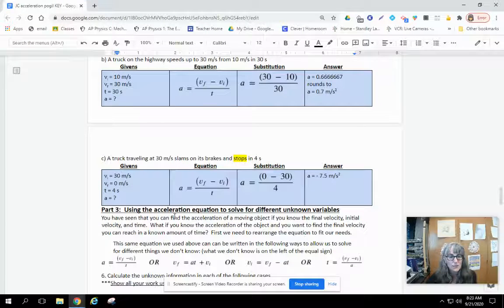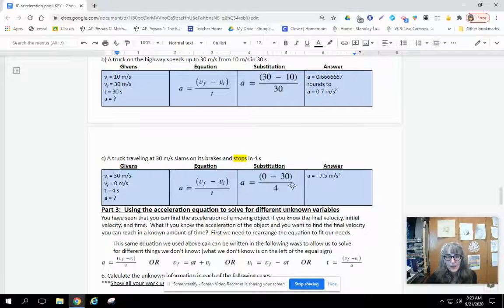The next one says a truck is traveling 30 meters per second, slams on the brakes, and stops in 4 seconds. So again, my time is the easier one, 4 seconds. I know it's a time because it's in seconds. Now we have to figure out what our beginning and ending speed are. It was traveling 30 meters per second, and then it stops. Stopping means that you're going to end up with a speed of 0. So we start with 30, that's our V I, and we end with 0. So our V initial is 30 meters per second, our V final is 0, and our time was 4.